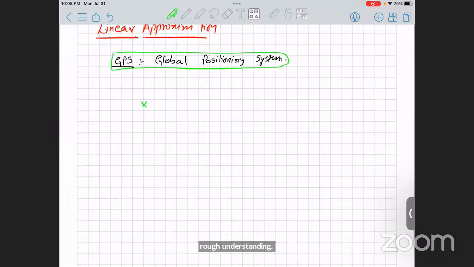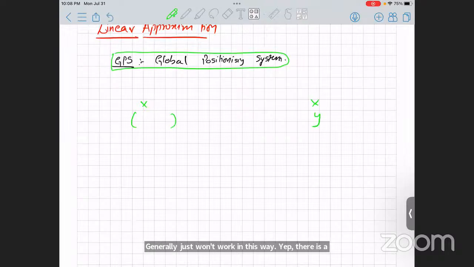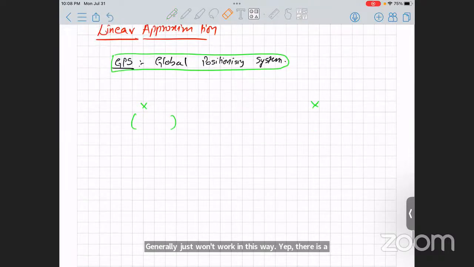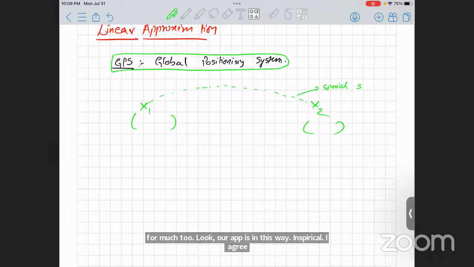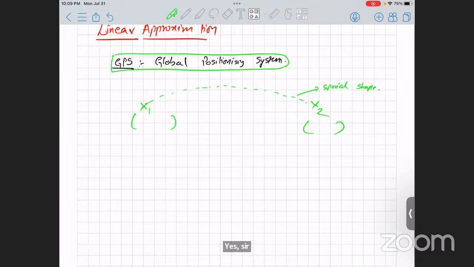Here, there is a point, X coordinate, Y coordinate. Sorry, there is point 1 and point 2, x1, x2. Our Earth is roughly in spherical shape. But we measure distance in straight lines.